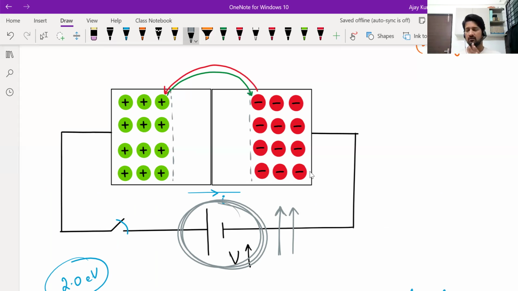Current does not, wait. I should not use the term current. I should use the term brightness of light. Yes, current will go on increasing. As you increase the voltage, current will increase.